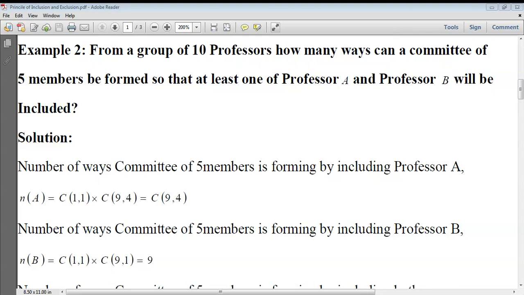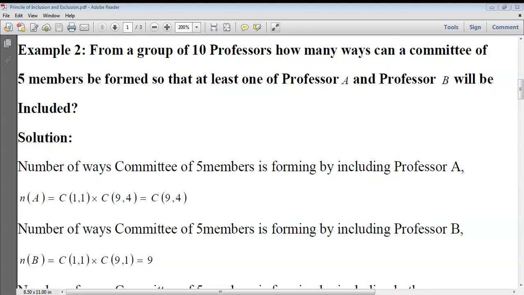Okay, there are three chances. One chance is you can form a committee by including only Professor A. You can form a committee of 5 members out of 10 by including only Professor A. The second chance is you can form a committee of 5 members by including only Professor B. And the third chance is you can form a committee of 5 members by including both Professor A and Professor B. So totally there are three chances.